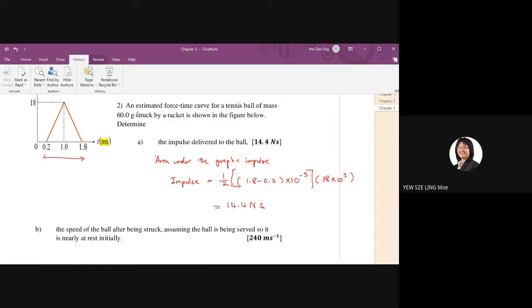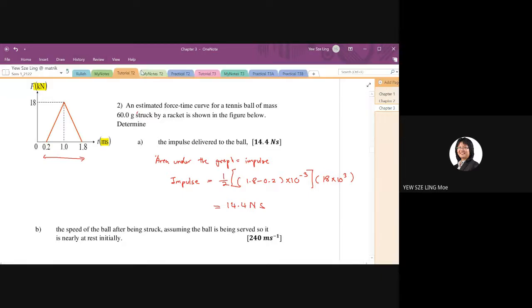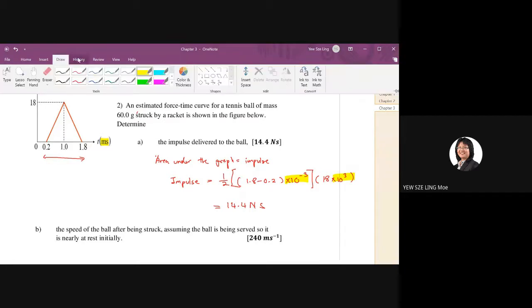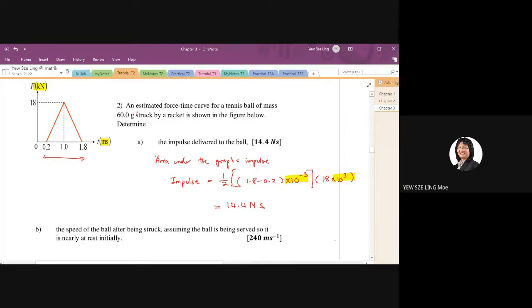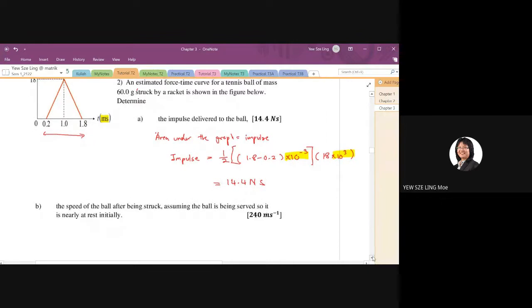All right. So this is the part where students always forget to write in their solution. So times 10 to the power of negative 3 for the base, which is the time, and then times 10 to the power of 3 for the force, which is the height of the triangle. So again, this is a 3 marks question.